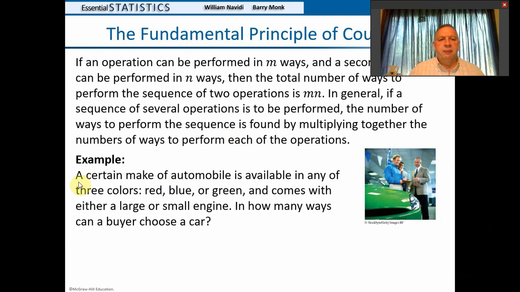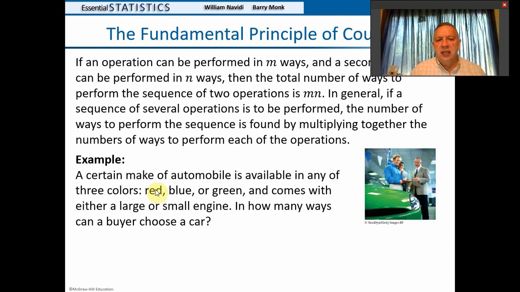So here we have an example. A certain make of automobile is available in any of three colors: red, blue, or green, and comes with either a large or small engine. How many ways can a buyer choose a car? So how many different car types do we need to have out on the grounds in order to have a representative of each one of these cars available for the customer?